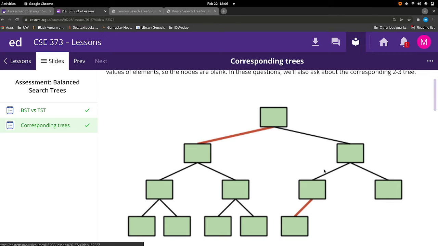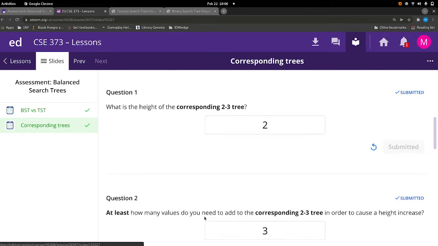And then that's going to propagate up into here. And then the middle one's going to propagate up. And then that's going to propagate up to the already 2 key root. And then that is going to split and increase the height of the tree after it creates a new root. So that's going to be 3.